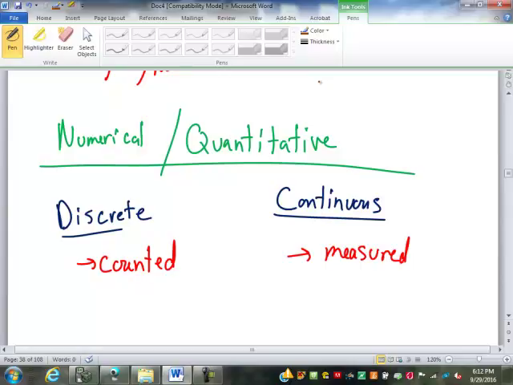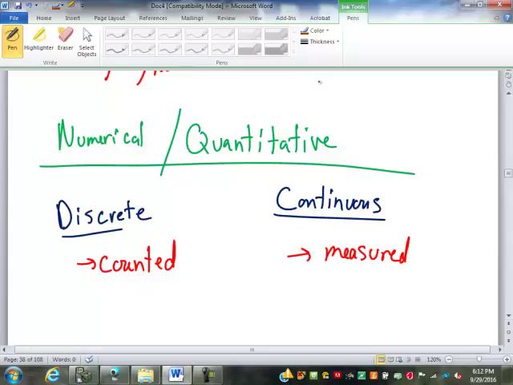Continuous is measured data. I might ask, how tall are you? Well, now you'd have to measure. You know, I might be 67.3 inches. Well, continuous, there is no limit to the values. I could keep going. It could be 67.3 or it could be 67.3258. I could get more and more precise as I wanted to.